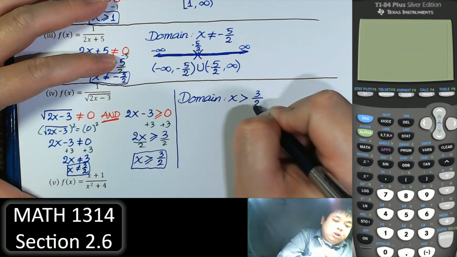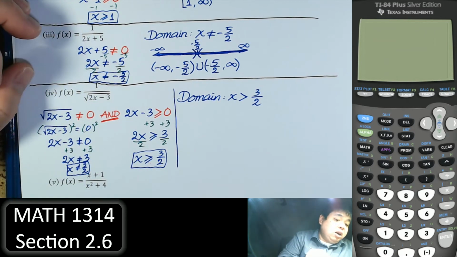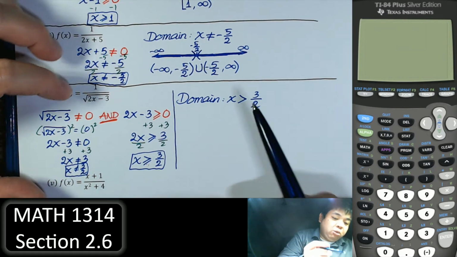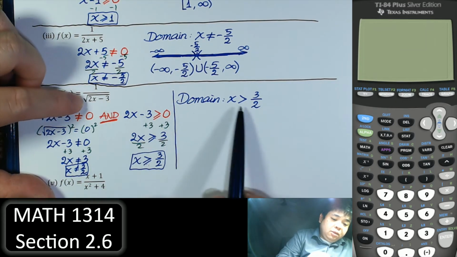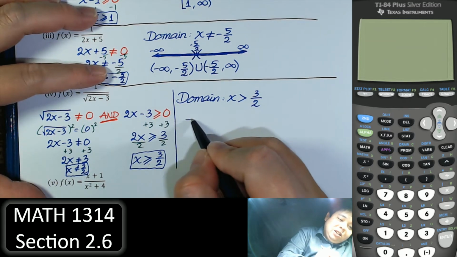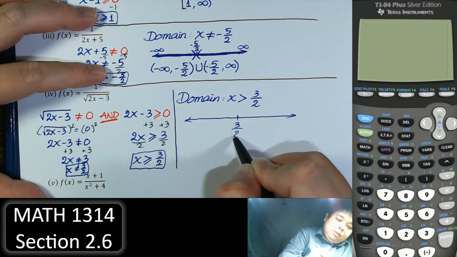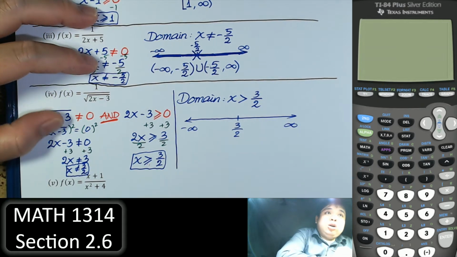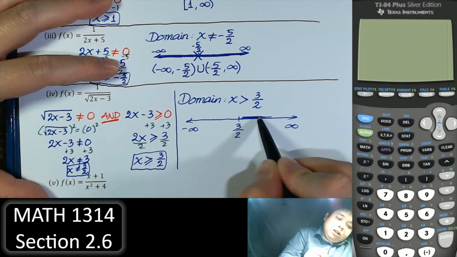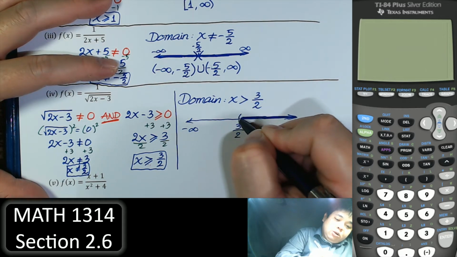It cannot be equal to. When it is equal to, it will be equal to 0, and divide by 0 is undefined or imaginary. But we only worry about real numbers. I'm sorry, divide by 0 is undefined, period. So the domain is x greater than 3 halves. Greater than on the right side. And it doesn't have equal to, so parentheses.